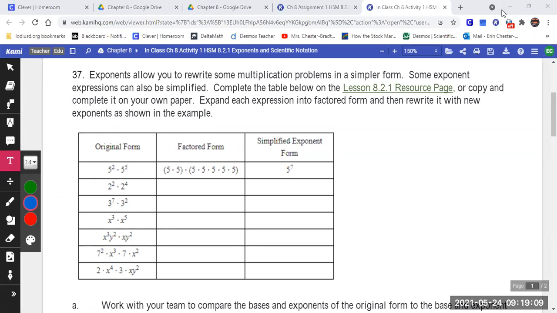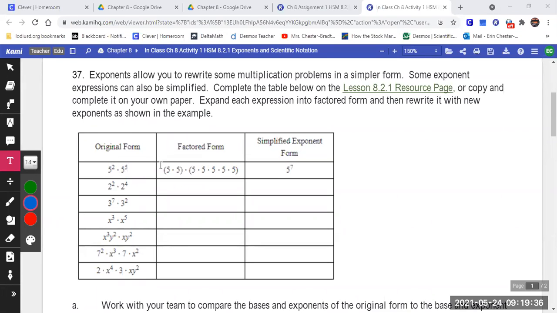So exponents allow you to write multiplication problems in a simpler way. Some exponent expressions can be simplified, some cannot. So we're going to complete this table by doing expanded form for each expression, then rewrite into the new simplest form. So they did the first one for us.